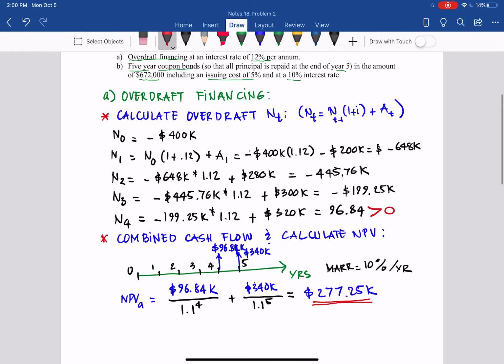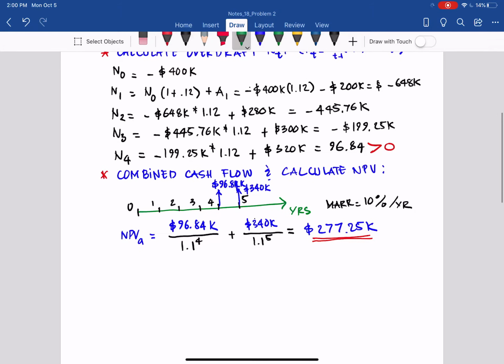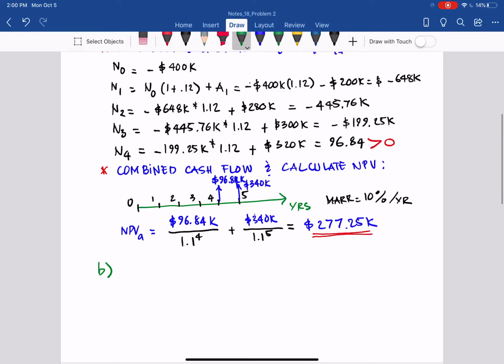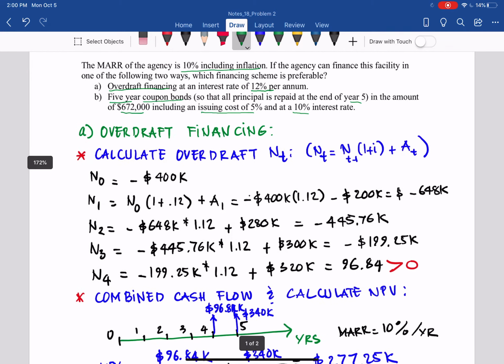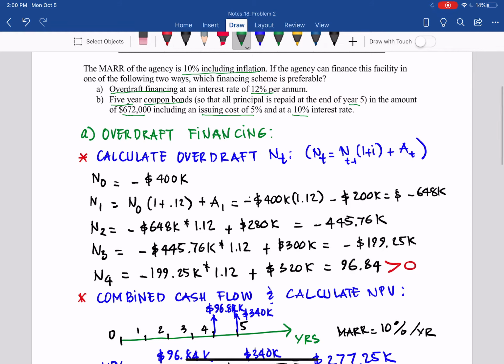Let's go to part B, which is the financing scheme. In this case, coupon bonds. And the public agency borrows 672,000, including the issuing costs of 5%, and the dividend rate is 10% per year.